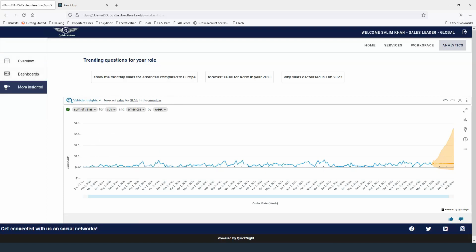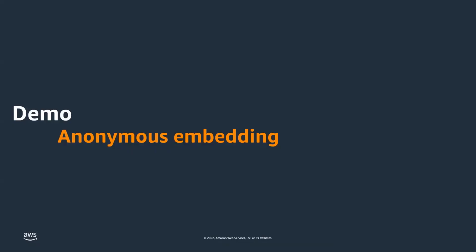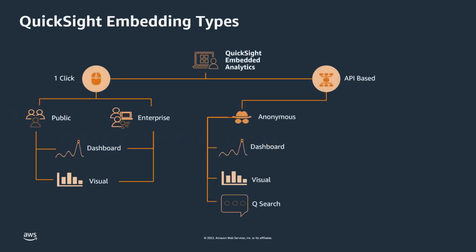Okay, moving on. So as mentioned before, with API-based embedding, you can use the rich QuickSight JavaScript SDK to easily integrate QuickSight dashboards in your application pages. Set the defaults, connect controls, even handle errors within your application.